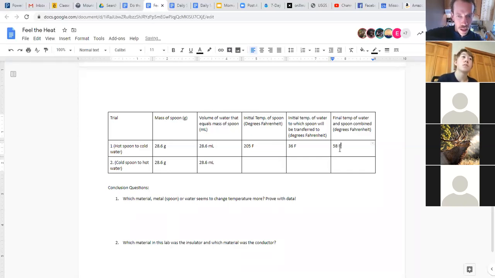Trial 1 is done. Just to show you what happened here: that spoon just came out of boiling hot water, but I can touch it now, no problem. It's because all of the energy, not all of it, but energy left this to go into the cold water. Any questions on trial 1?